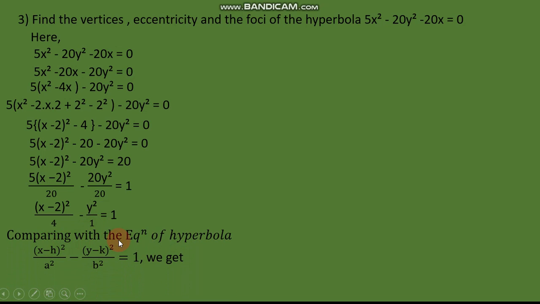Then we compare this equation with the standard form (x − h)², because it is of the form x − h, so we have to write this also in this form. There are no terms after y², so the value of k is 0 in this case. Comparing, h = 2, k = 0, a² = 4, that means a = 2, and b² = 1, that means b = 1.